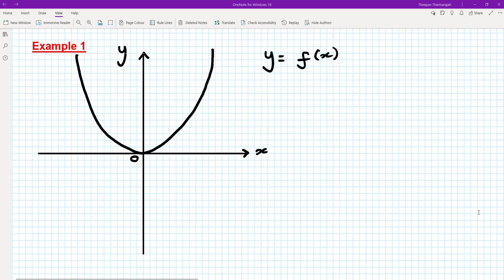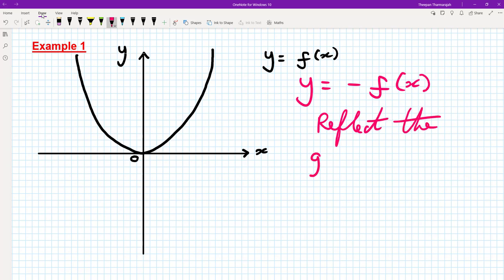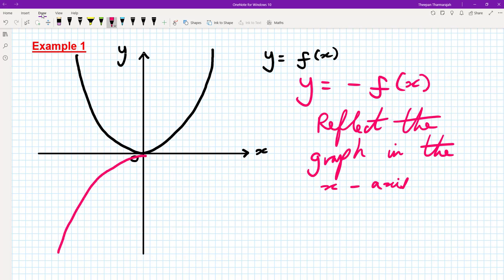The next rule of transformations of graphs is the following. We want to draw the graph of y equals minus f(x), when the minus is on the outside. When the minus is on the outside, the rule is you reflect the graph in the x-axis. So your x-axis is your mirror line. So here's my mirror line. So I can draw this graph here, and this will be its reflection. So this will be the graph y equals minus f(x).